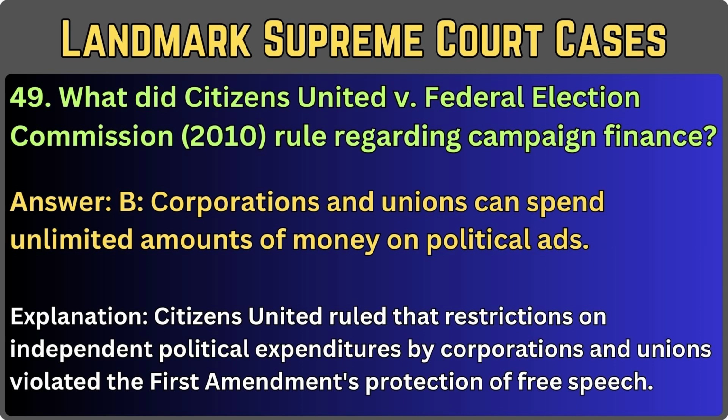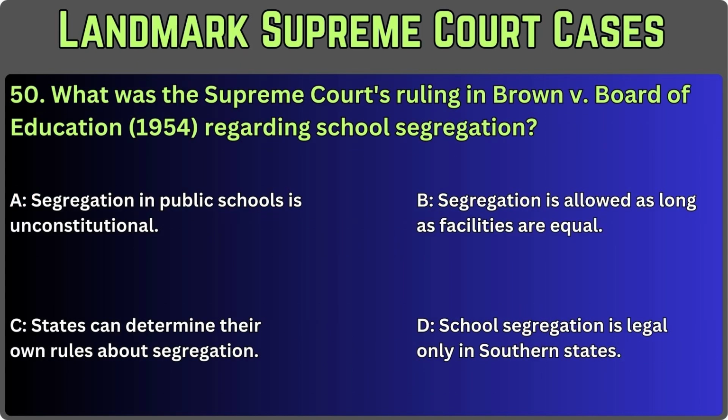Explanation: Citizens United ruled that restrictions on independent political expenditures by corporations and unions violated the First Amendment's protection of free speech. 50. What was the Supreme Court's ruling in Brown v. Board of Education, 1954, regarding school segregation? A. Segregation in public schools is unconstitutional. B. Segregation is allowed as long as facilities are equal.